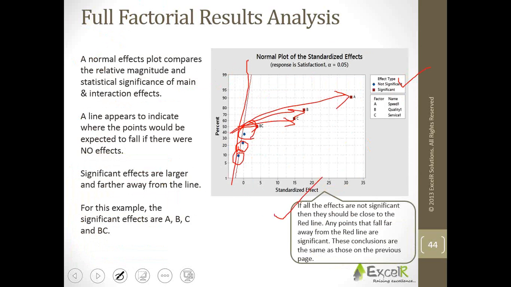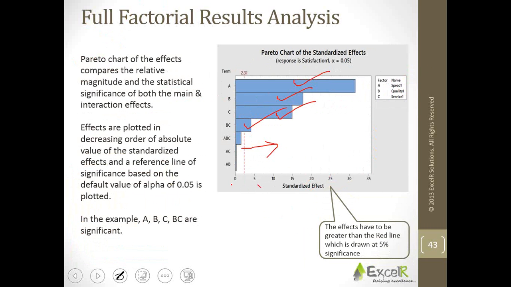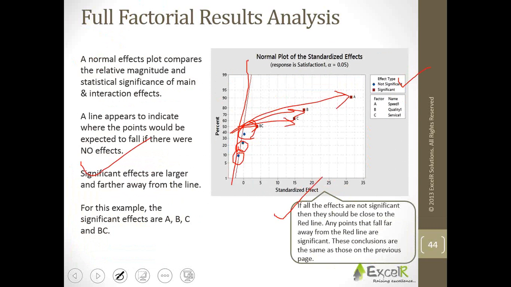These conclusions are the same as those on the previous page. So the histogram plot that we have seen and this normal plot, both are the same. And the significant effects are larger and further away from the line.